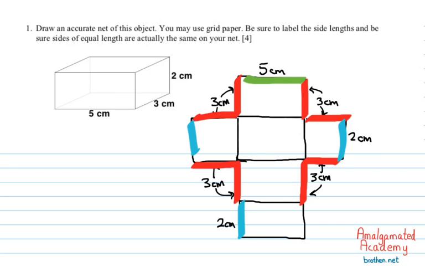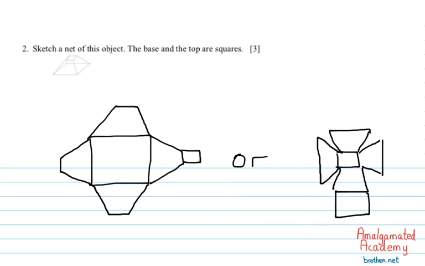Now, if you did not include enough measurements, I deducted marks. How did I know if you didn't have enough measurements? If I couldn't tell from your diagram what the length of a particular side was, I deducted marks. Please include enough lengths. You can't include too many, as long as you know what you're doing.